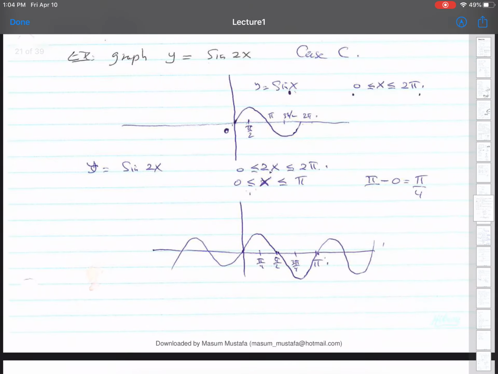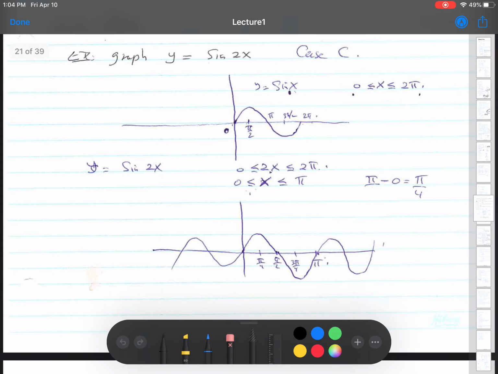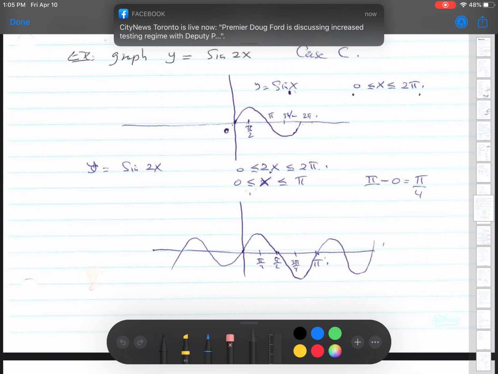If you look into this graph, the original period ends at 2 pi. If you see here, the new period is ending at pi. So it has been shrunk horizontally, and every point has shrunk. Every point from the original sine function, if you divide its x-value by 2, then you will get this. How we do it, I think you already know, but still I'm going to give an example.